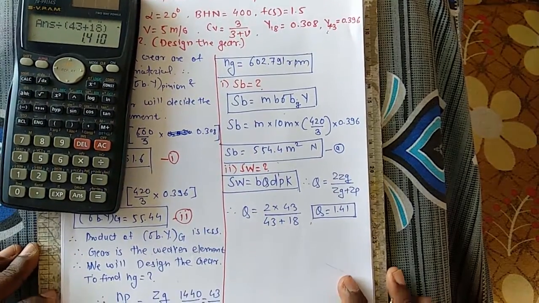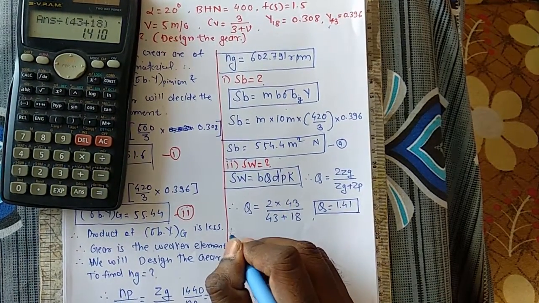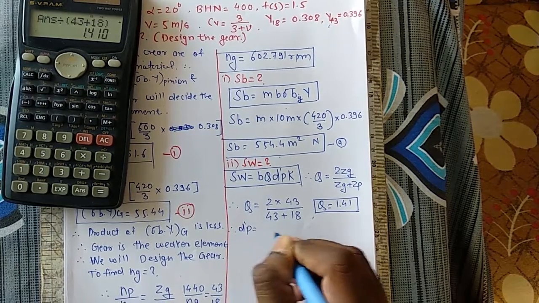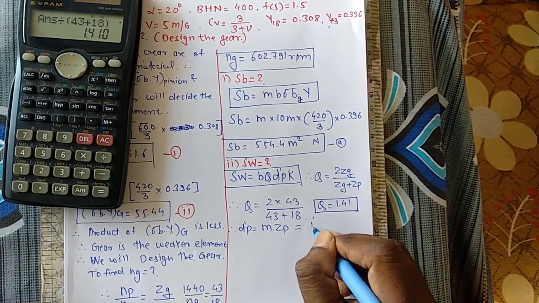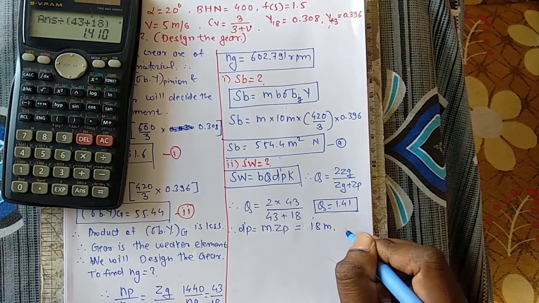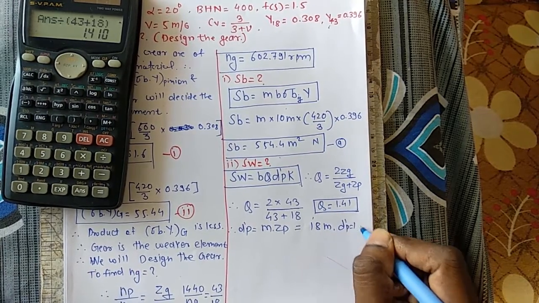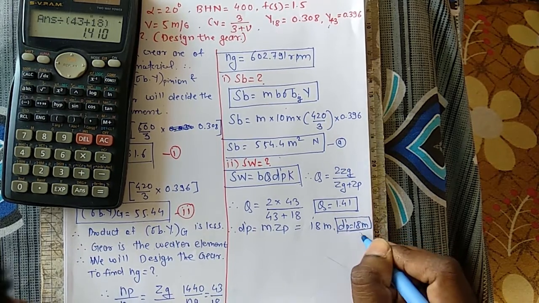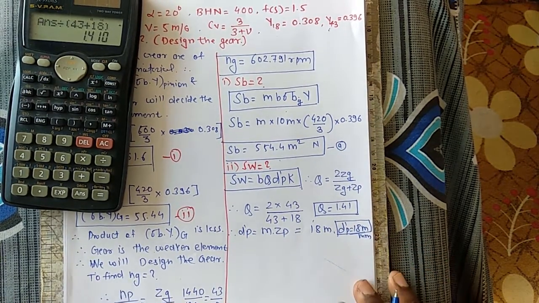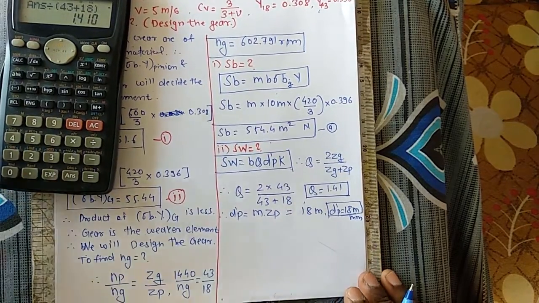Now I know Q. I will calculate D dash. D dash P is equal to M into ZP. So module is unknown. It is 18M. So D dash P is equal to 18M. And the unit will be in terms of mm. I got the value for D dash P.